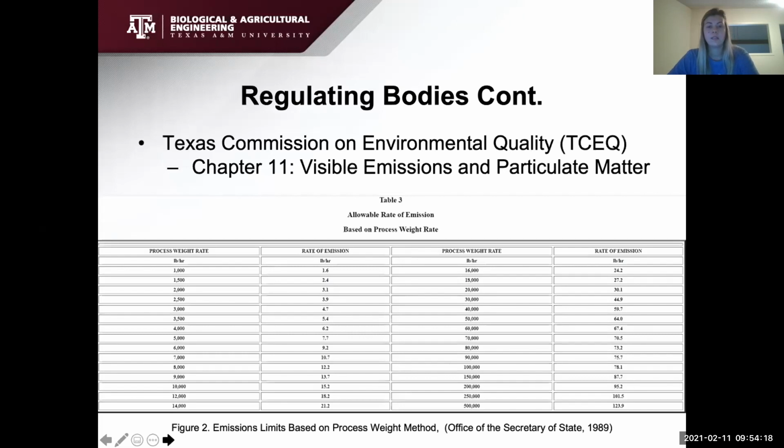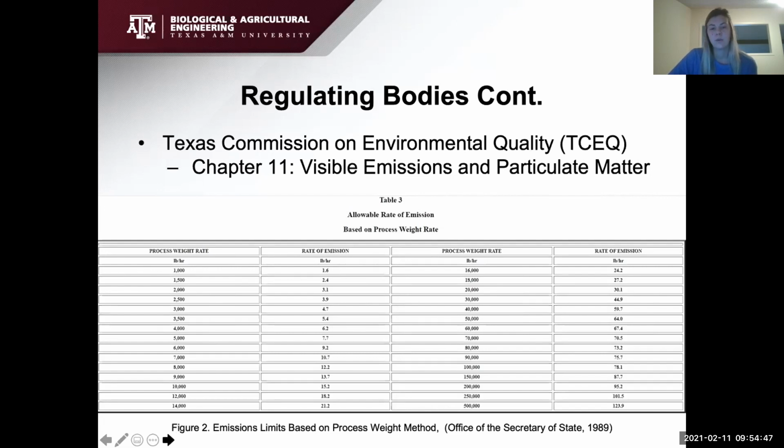Another regulating body, at the state level, is the Texas Commission on Environmental Quality, the TCEQ. While this elevator has to keep in mind the federal regulations, Texas actually takes it another step further, so they have to follow these state regulations. Specifically, this is Chapter 111, Rule 111.97, which is specific to ag and particulate matter emissions.